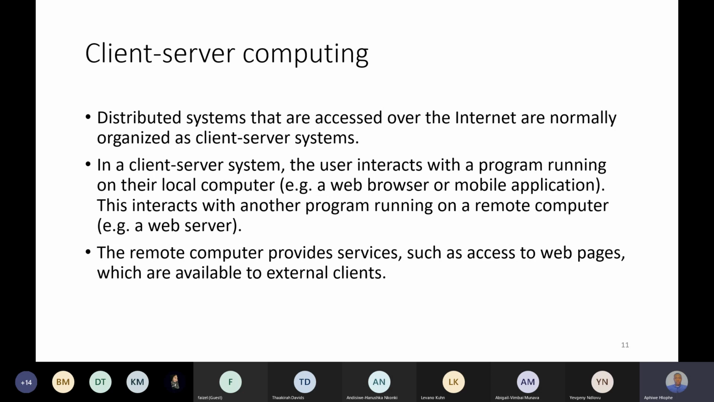The user interacts with the program running on their local computer, which we call a web browser or a mobile application. This interacts with another program running on a remote computer, or a web server. The remote computer provides services such as access to web pages, which are available to external clients. And the two examples they use here are a web browser and a mobile application.